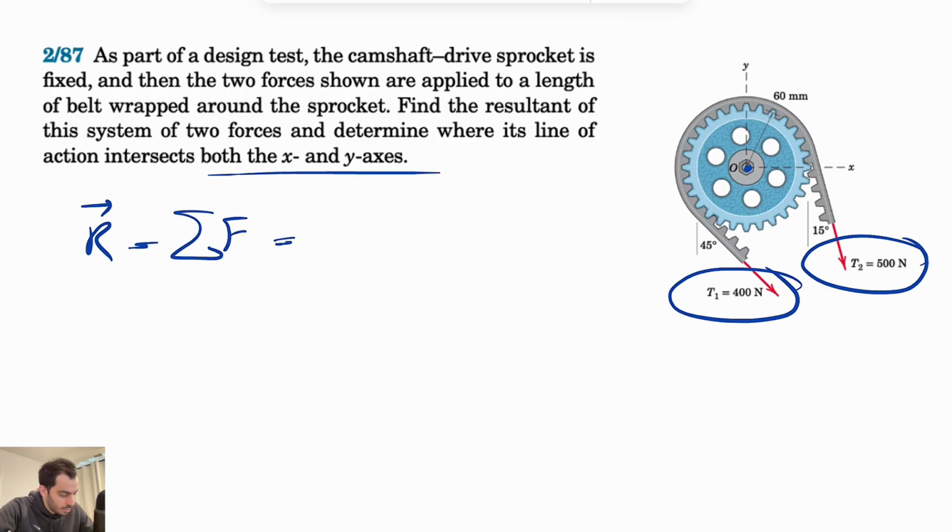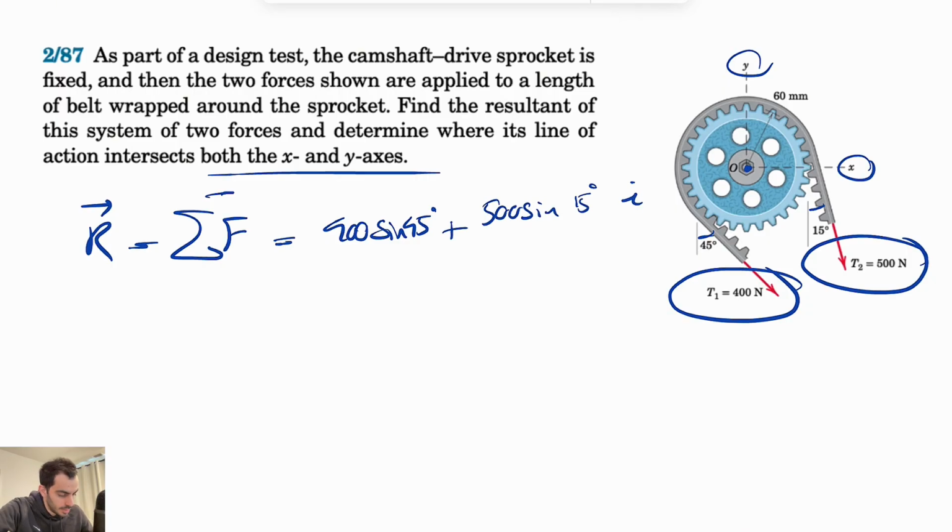We have the angle for each of these, so we should be able to find the x and y components pretty easily. The x component of T1 would be 400 sine of 45, and keep in mind that 45 is our lucky angle because sine and cosine are the same, so if you mix up opposite or adjacent, it won't make any change. Plus, we also have 500 sine of 15 degrees. That's going to be our x component.